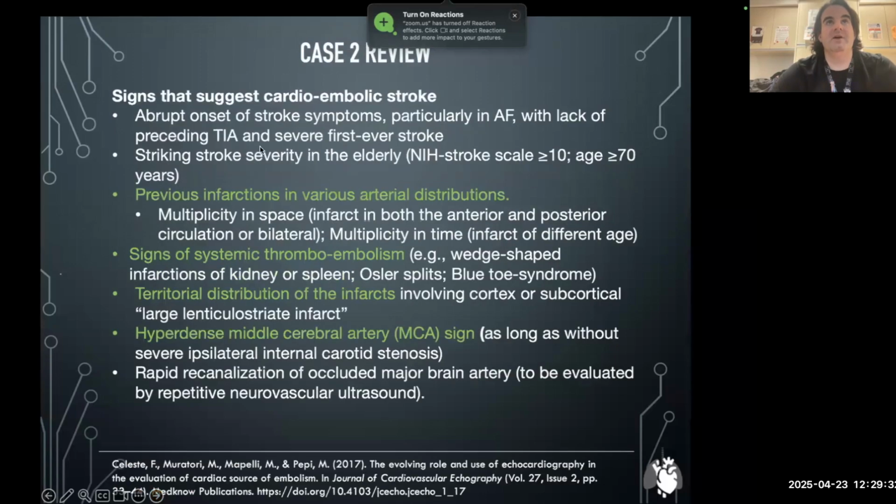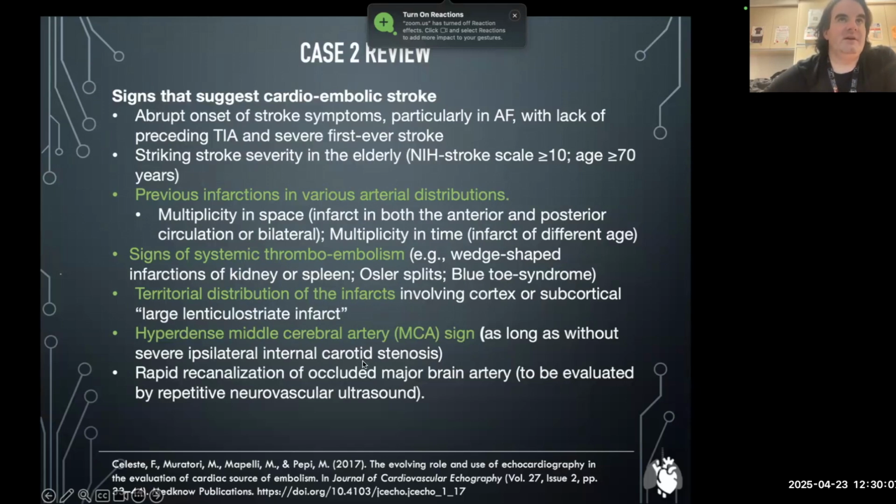So just to revisit the signs that suggest cardioembolic stroke. Obviously in the first case we talked about atrial fibrillation and other end organ manifestations. Things like a striking stroke in the elderly, like a high NIH score. Previous infarctions in various arterial distributions, kind of multiplicity in space and time. And then signs of visceral infarcts, like wedge-shaped infarctions in the kidney or spleen, occasionally even the liver as well. And then territorial distribution, more cortical and peripheral.